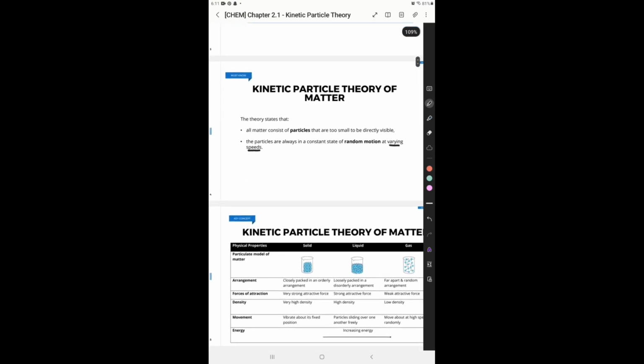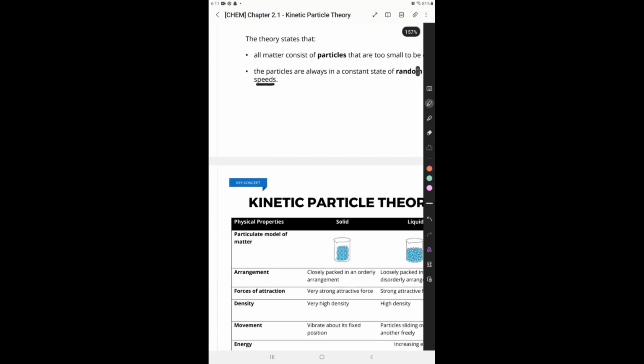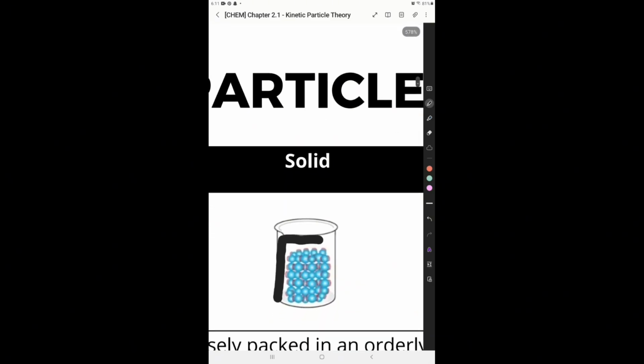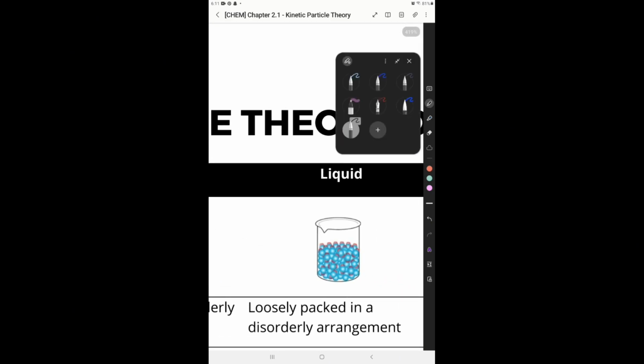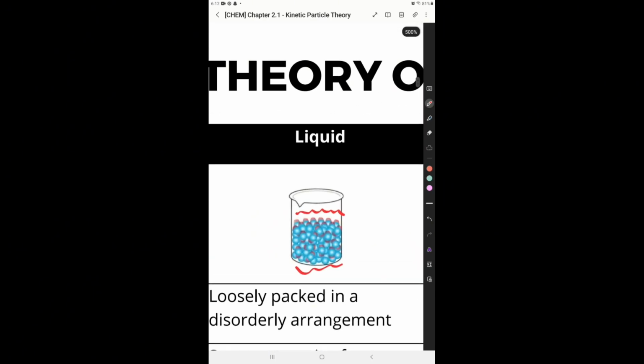So now we will look at these three states in the light of kinetic particle theory. Okay, so they have given us pictures to visualize the arrangement of atoms. In solids you can see that they are very tightly packed together. It's a very uniform arrangement of atoms. In liquids it is less uniform. They are a little disturbed, they are here and there. Okay, they are adjusting to the shape of the cylinder.